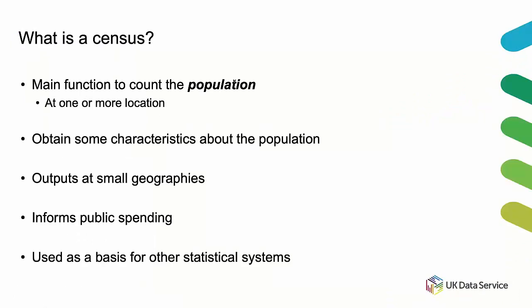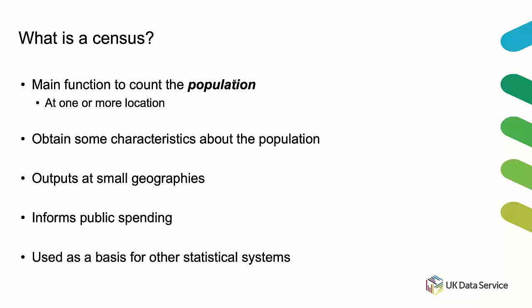Its main function is a count of the population. In the UK, we don't have any population registration systems, like a lot of other countries. So we have to count the population every 10 years to understand how many people there are and where they're living. When we count the population, we count people at the location that they are at on that day. And we ask questions concerning certain characteristics about the population and about the places that they live. We'll talk about the sort of characteristics covered in the census later.